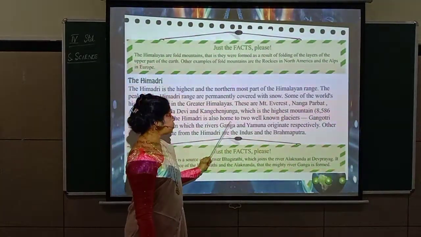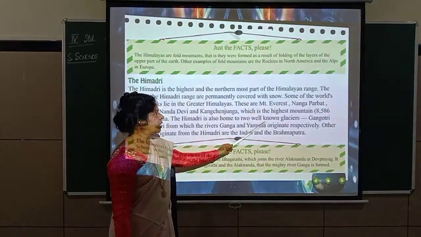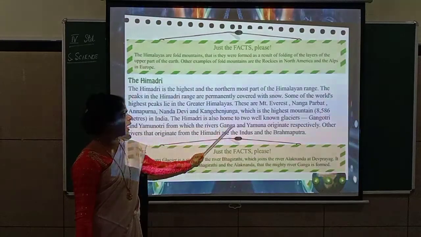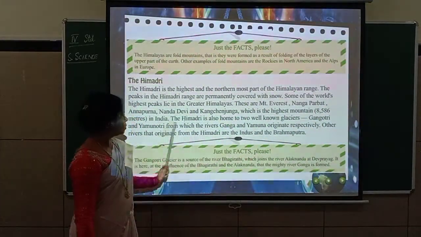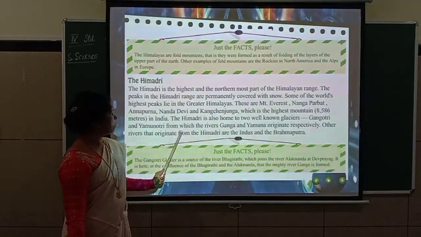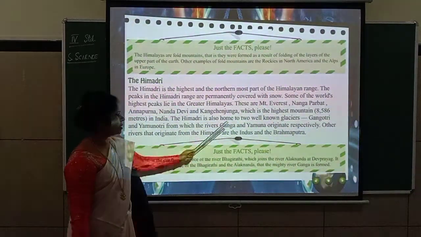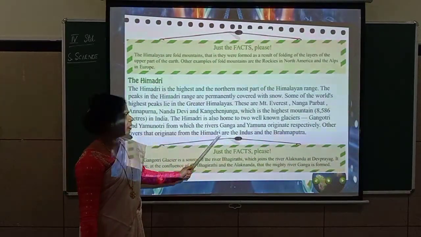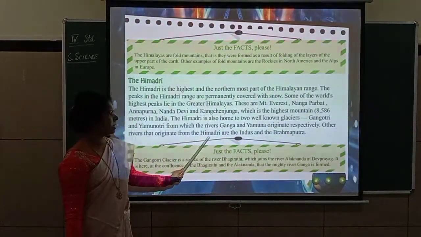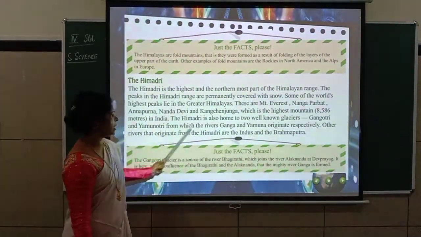The Himadri is also home to two well-known glaciers. Glaciers, I already told you, are big blocks of ice. The two well-known glaciers, Gangotri and Yamunotri, are where the rivers Ganga and Yamuna originate respectively. So Ganga originates from the glacier called Gangotri and Yamuna arises from Yamunotri. Other rivers that originate from the Himadri are the Indus and the Brahmaputra. So other than Ganga and Yamuna, rivers like Indus and Brahmaputra also originate from the Himadri.